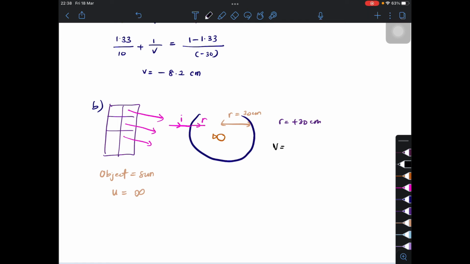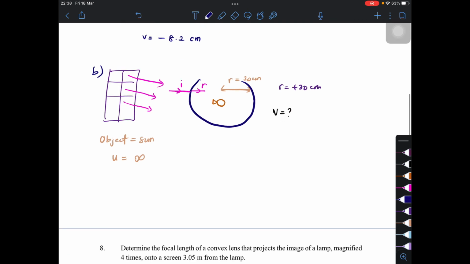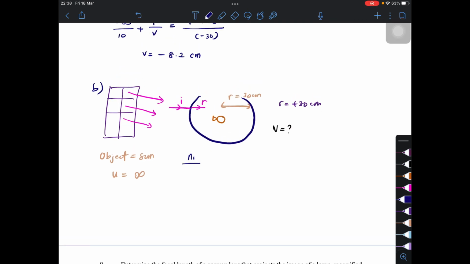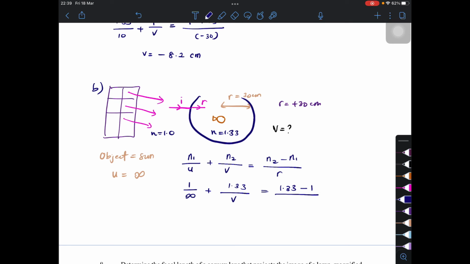And we want to find where is the image of the sun. So gunakan formula yang sama. N1 divided by U plus N2 divided by V equal to N2 minus N1 divided by R. Okay, kita punya N1 sekarang ni adalah di mana objek berada kan, which is at the air. So this is the air. This is the water. So 1 over infinity plus 1.33 divided by V equal to 1.33 minus 1 divided by positive 30. So we will get the value for V is equal to positive 120.90 centimeter.